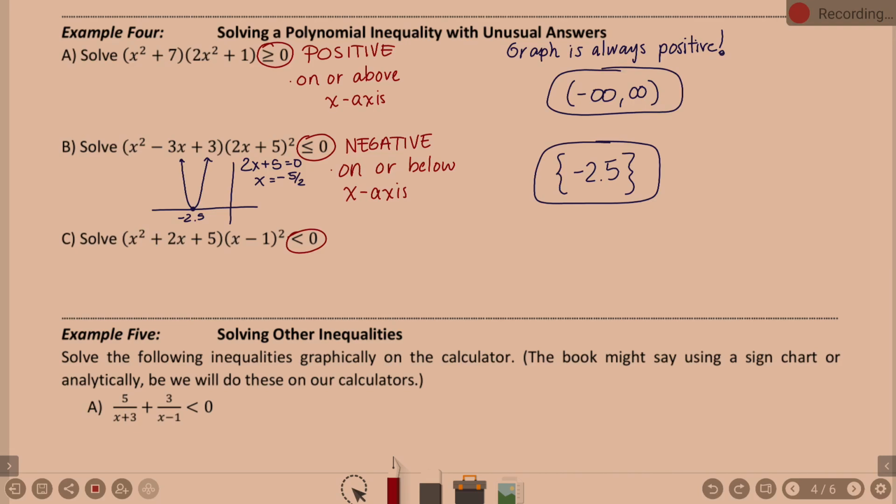Okay. What are we going to be looking for on C then? Where it is less than 0, but not on the x-axis. Okay. So we're looking for negative again. The catch here is we just want to know when it is below the x-axis. Okay, I don't care when it touches the x-axis, when it's on the x-axis. I care when it's below. Never.